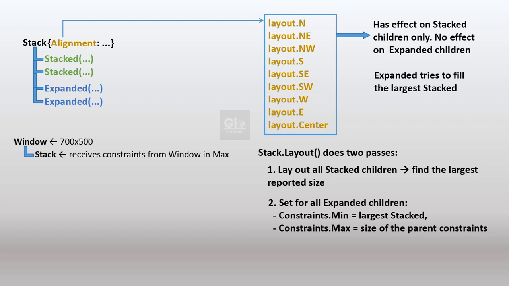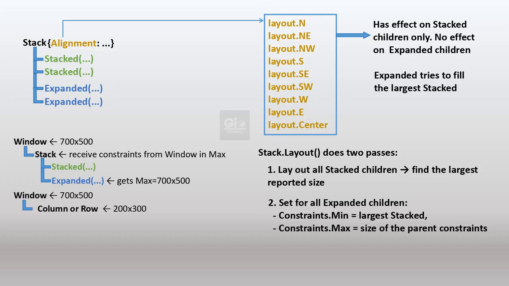When we have a stack under a window, the stack receives in constraints.max the size of the window, and thus expanded will receive the same size in constraints.max. When a stack is nested under a column or a row like flexed, which has a different size than the window, the stack will get the size of the column and not the size of the window, and thus expanded will receive the size of the column. These points will be explained further through the examples. If you don't get it now, it's okay.